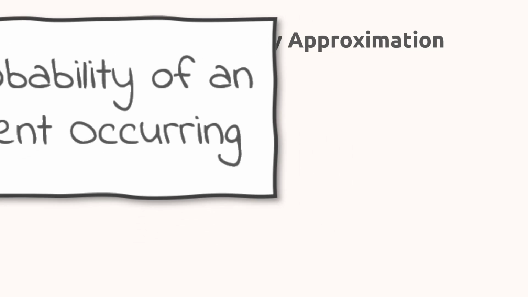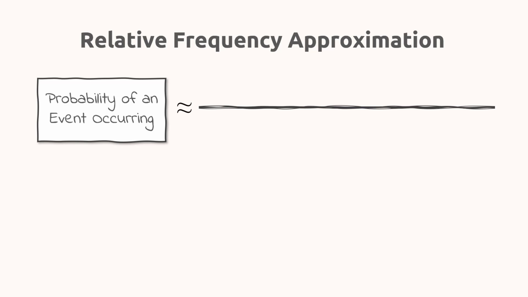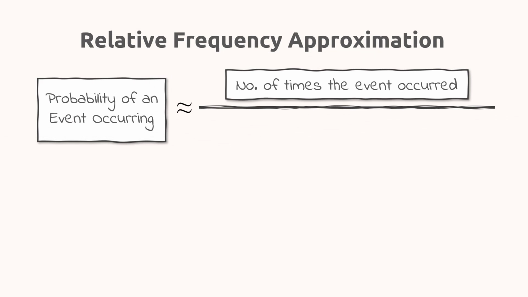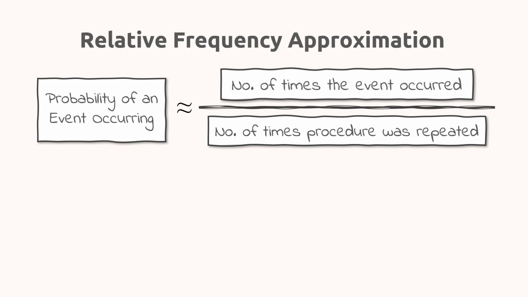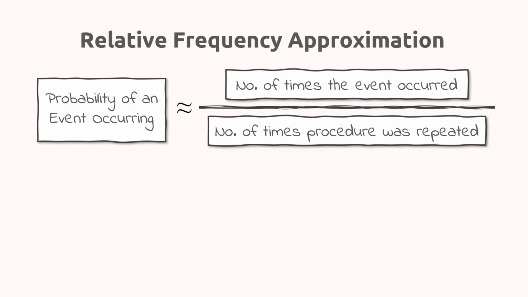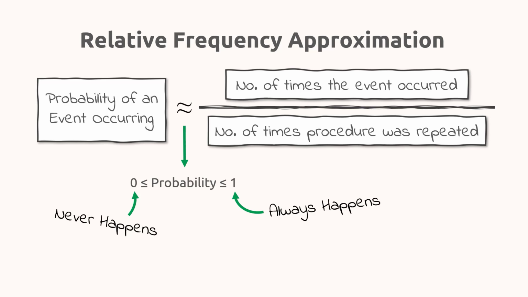So, using the relative frequency, we can approximate the probability of an event occurring. We count the number of times the event occurs and divide it by the number of times the procedure is repeated. Since the number of times an event occurring cannot be larger than the number of times the procedure is repeated, the probability of an event cannot be greater than 1. So probabilities can only be numbers from 0 to 1. A probability of 1 means that the event always happens, and a probability of 0 means that the event can never happen.